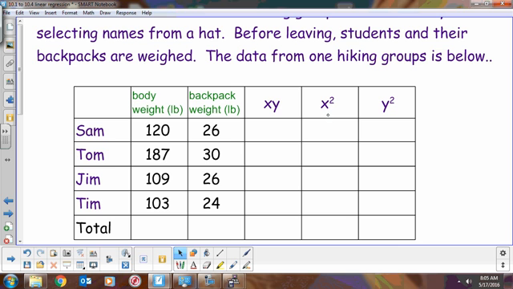So I'm going to need someone with a calculator. So we need 120 times 26. 3,120. I need 120 squared. Okay, I need y squared. Okay, so if you're doing linear regression, we already went to here, correct? So to include your r, you have one additional column. All right, 187 squared.